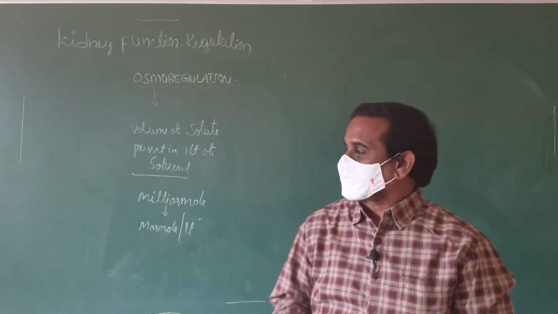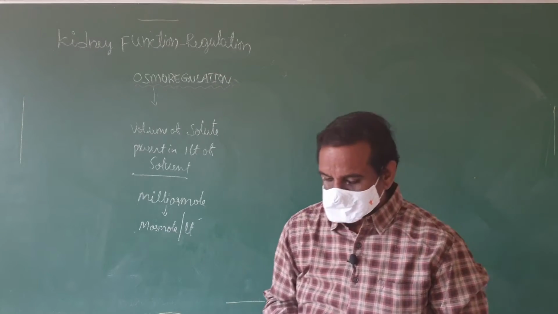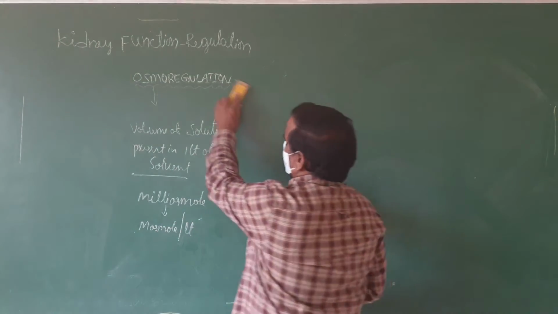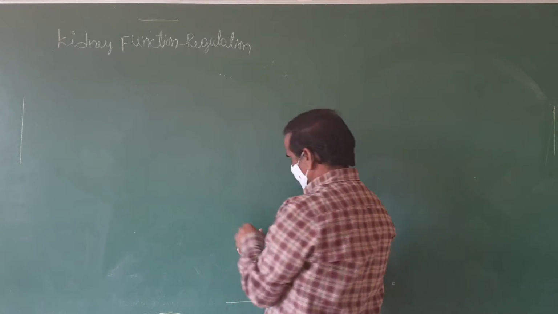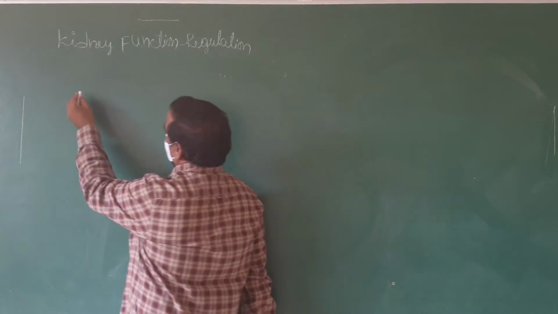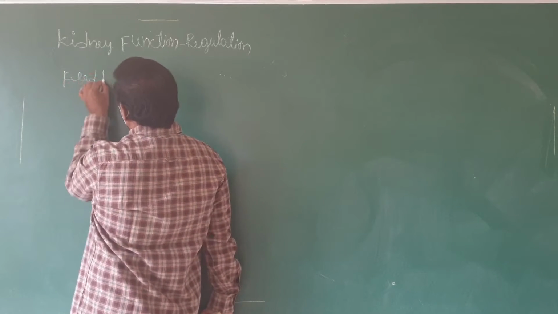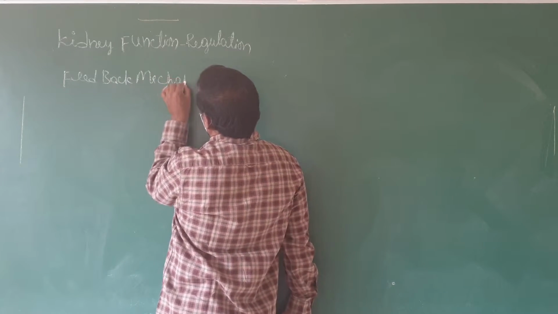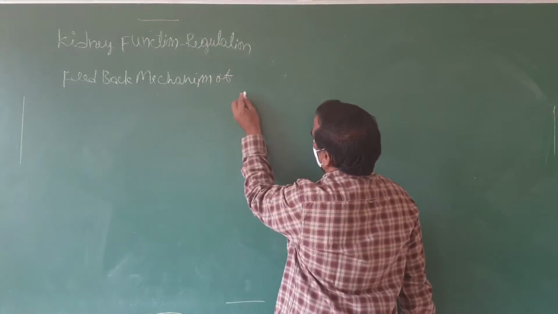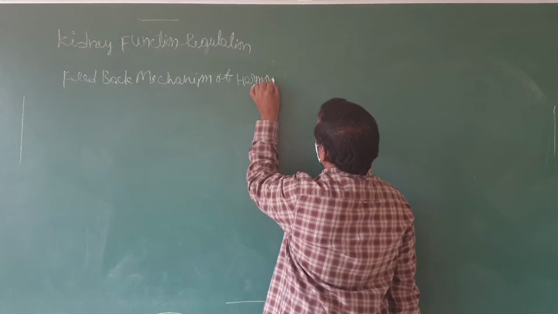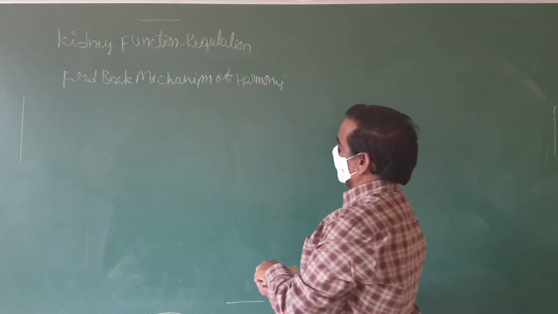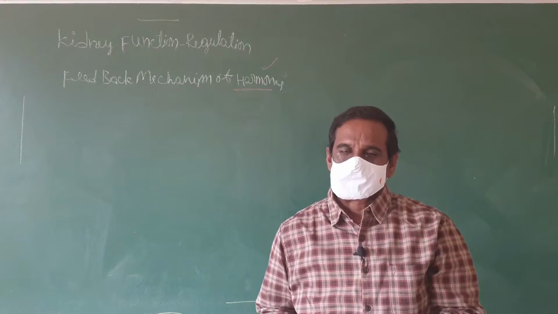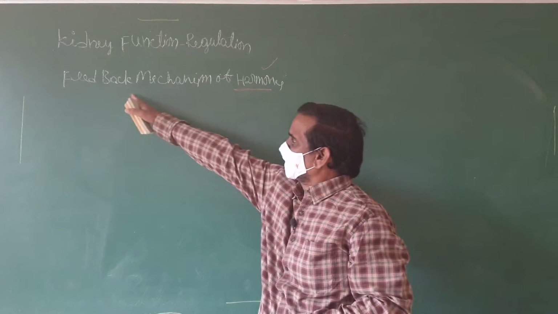How is this osmoregulation maintained, or how is kidney function regulated? Kidney function can be regulated mainly with 3 organs. Totally, kidney function is controlled by feedback mechanism of hormones. This you have to remember. Kidney function regulation and monitoring is done by hormones, and that mechanism is feedback mechanism.